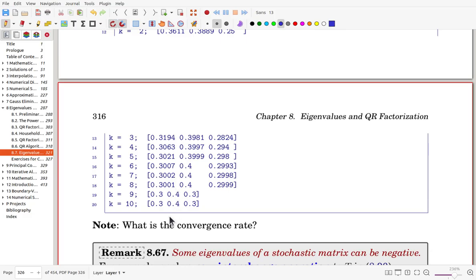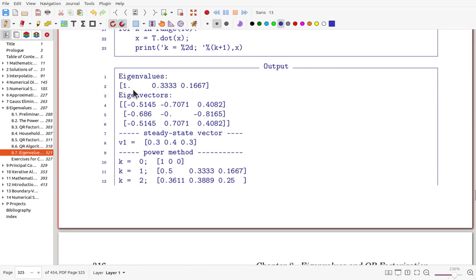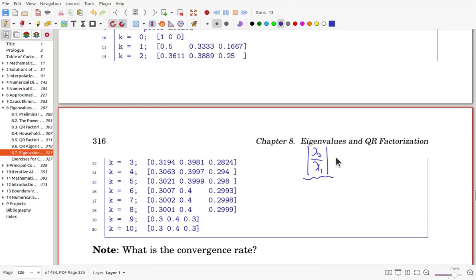This is the power method, so the convergence speed is governed by the ratio with lambda 1 on the bottom and lambda 2 on the top. And this quantity is the convergence rate. For this problem, the largest eigenvalue is 1 and the second one is 1/3, so the ratio is 1/3. So each time the error is reduced by this factor. Okay.